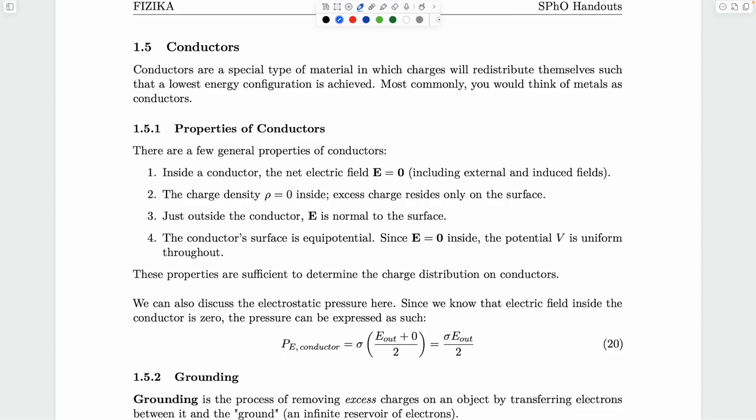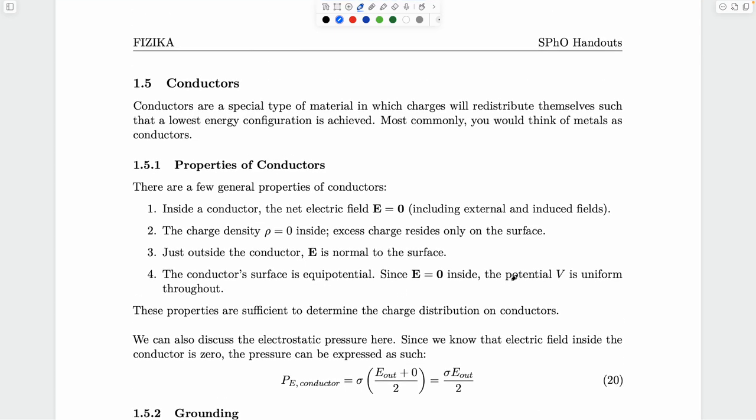Okay, then the next one is this conductor thing. So conductors are materials where they conduct, as the name implies, electricity. So it means that charge can redistribute itself. More importantly, these are the learning points. You need to be very familiar with these. There are a few properties conductors obey, which is that inside a conductor, the net electric field is zero. The reason this is true is because if it is not zero, then it wouldn't be electrostatic anymore. Electrostatic by definition means no moving charges. If the electric field is non-zero inside a conductor, charges can still move.